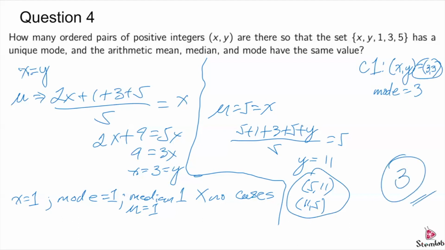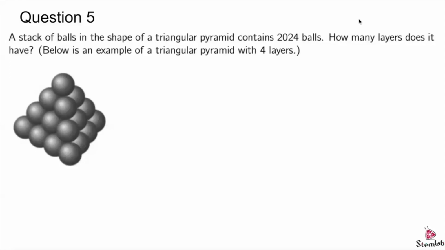Okay, moving on to the next question. Question 5. A stack of balls in the shape of a triangular pyramid contains 2,024 balls. How many layers does it have? Below is an example of a triangular pyramid with 4 layers. Each of these layers forms a triangle. The first layer is 1, the second layer is 1 + 2, the third layer is 1 + 2 + 3, the fourth layer is 1 + 2 + 3 + 4, and the nth layer will be the sum from 1 to n.